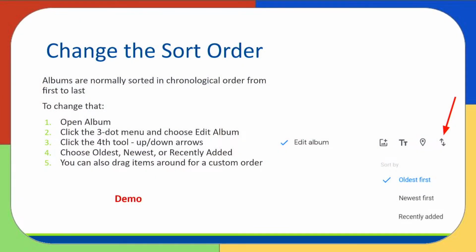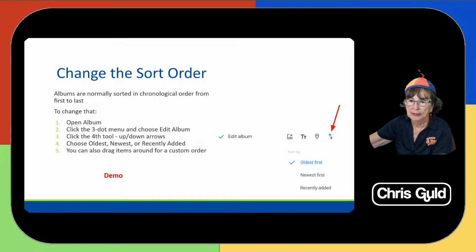Sort order. Open album. Edit album is the main key. Notice when you edit album, you get several tools over there: text, map, sort order.